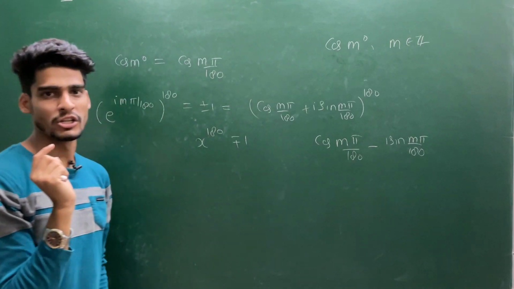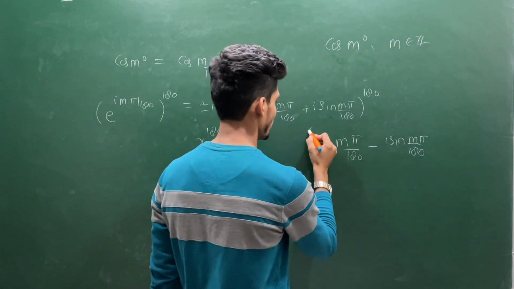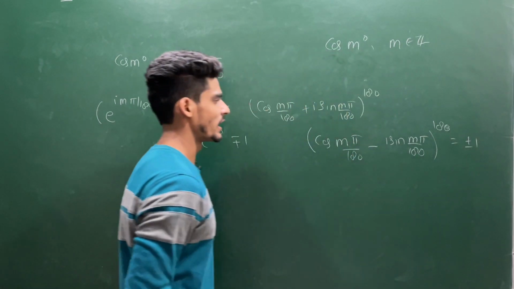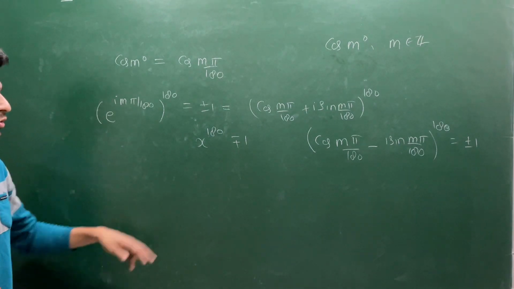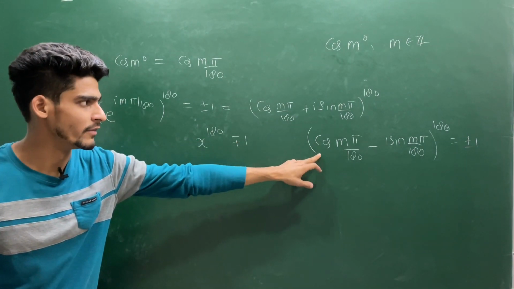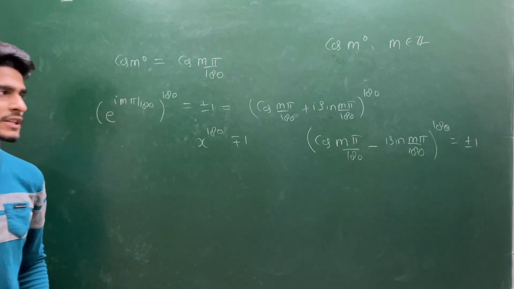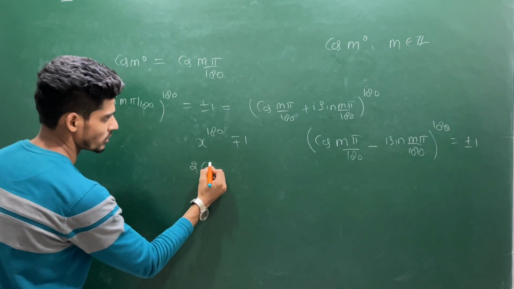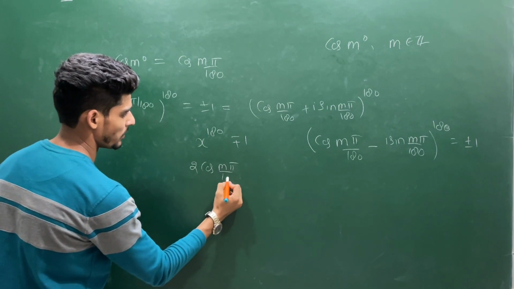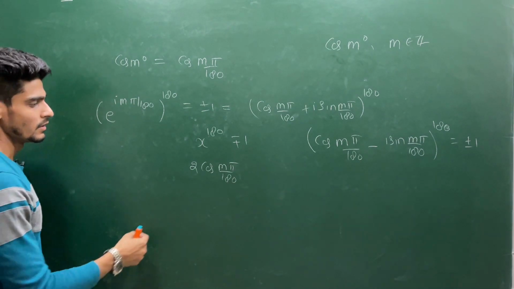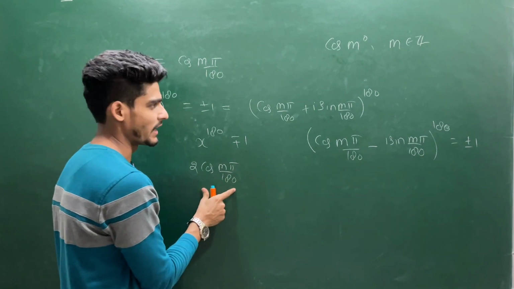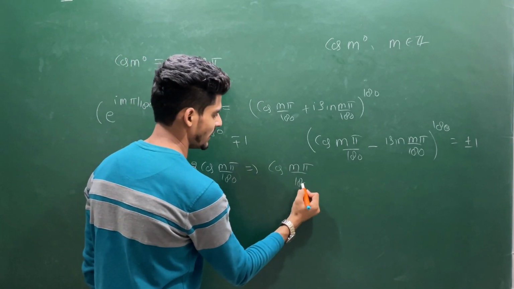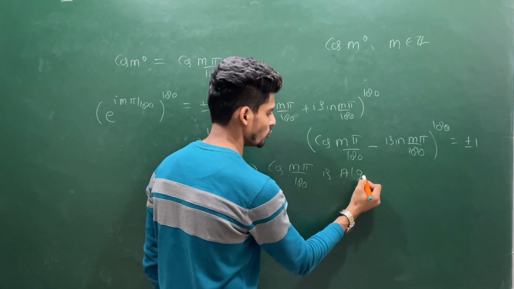This must satisfy this equation again. So this is also an algebraic element. Its power 180 will give you plus minus 1 again with the same argument. So this is an algebraic element, and this is an algebraic element. We know that the sum of two algebraic elements is again an algebraic element. So if you do the summation, you will get 2 cos m pi by 180. So this is an algebraic element. So this will imply cos m pi by 180 is algebraic over Q.